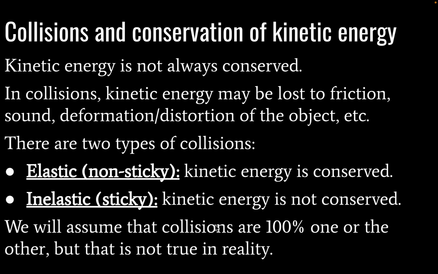So for IB physics, we're going to assume that our collisions are 100% one or the other, but in reality, this is not true. So for example, you could think of a billiard ball colliding with another billiard ball, and this would be a mostly elastic collision. But if you've ever played billiards or pool, you will know that the balls click when they hit each other, and sometimes that can be quite loud. And we're going to lose some kinetic energy in that example. But for IB physics, we're just going to assume that it's 100% elastic or inelastic.